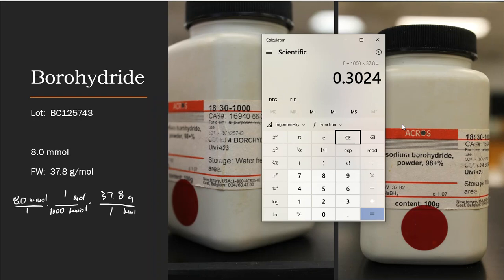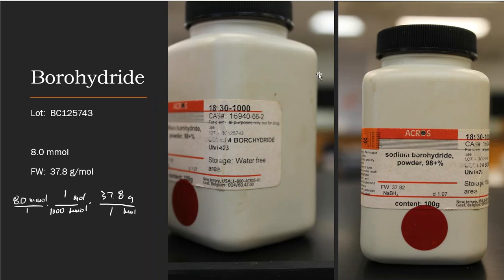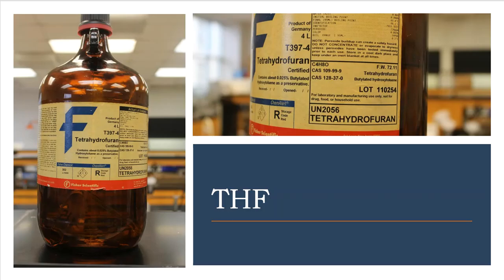So this gives me a target amount of sodium borohydride that I would need for this reaction to go forward. All right, so there's sodium borohydride. I'll pull that over to the side. I've jotted down how much I should weigh out before we start mixing all of these things together. I'm assembling the ingredients for my cake, folks. That's what I'm doing. Next is THF.